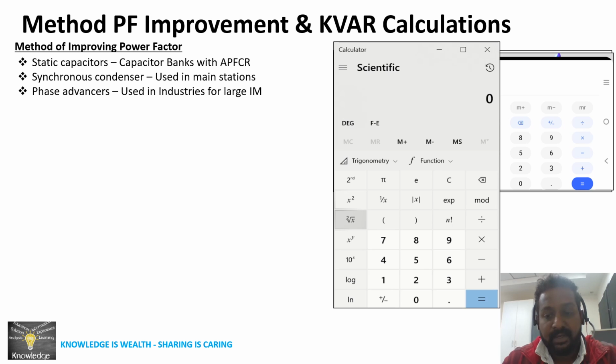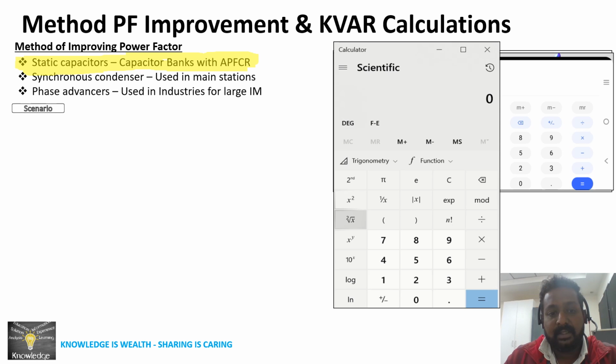Adding this phase advancer will shift the phase angle between voltage and current, which will improve the power factor. These are the three distinct methods where we can improve the power factor from a low power factor to the desired power factor. The first method, adding a static capacitor along with the APFC relay, automatic power factor controller relay, is what we are using in our buildings or facilities to improve the power factor.